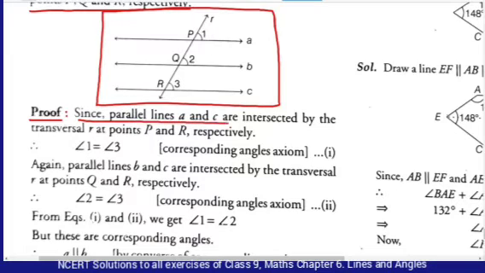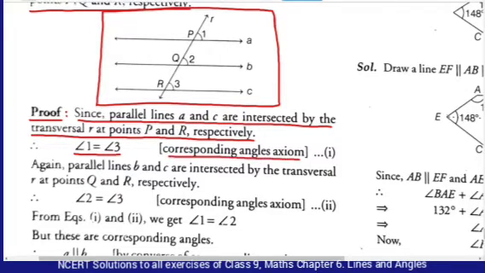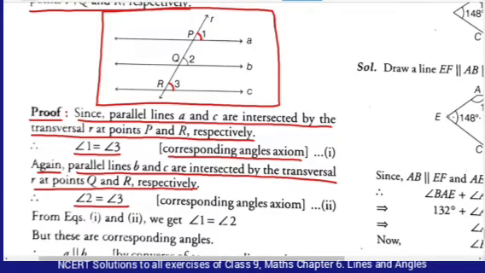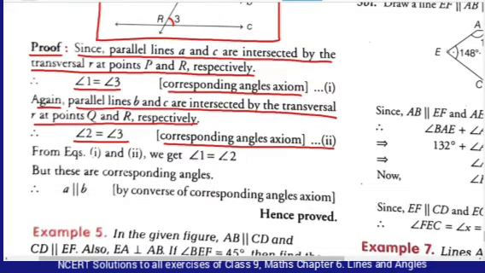Since parallel lines A and C are intersected by the transversal R at the points P and R respectively, therefore angle 1 is equal to angle 3, because of the corresponding angles axiom. Take this as equation number 1. Again, parallel lines B and C are intersected by the transversal R at points Q and R, therefore angle 2 is equal to angle 3. These are corresponding angles axiom.